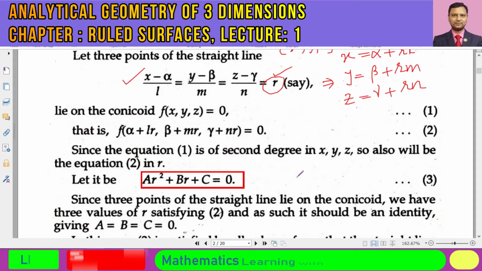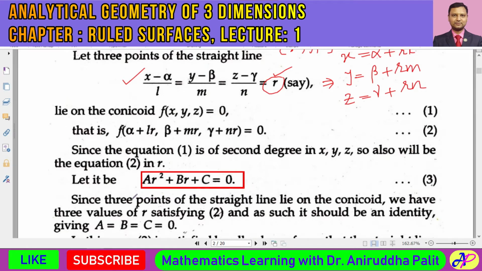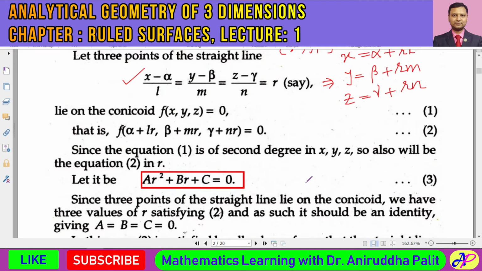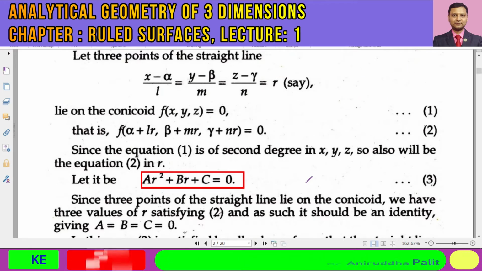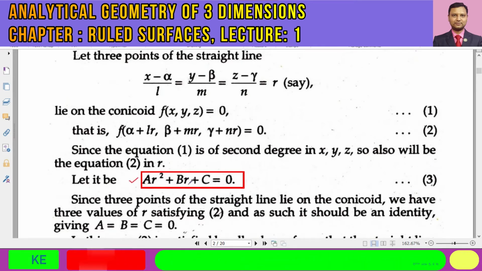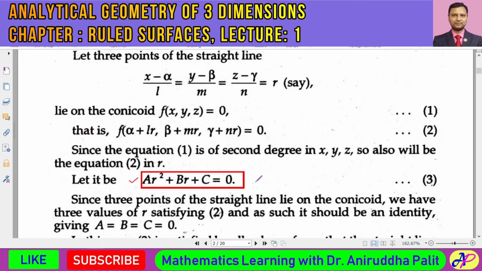For all values of r, it would be satisfied, and that would be possible if this capital A, the coefficient of r square, is equal to 0, this capital B is equal to 0, and this capital C is equal to 0. So if this equation has three solutions, then it is obvious that A, B and C would be equal to 0. And if A, B and C are equal to 0, in that case you can check that the left hand side will always be equal to 0. That means we can say that this equation is satisfied for all values of r.